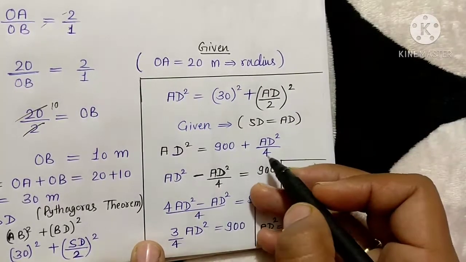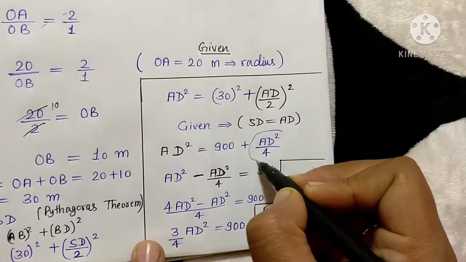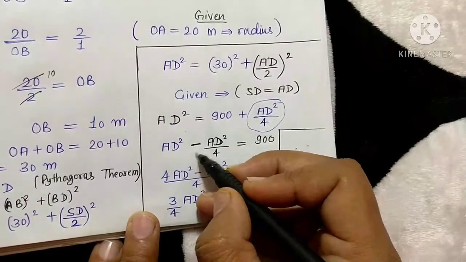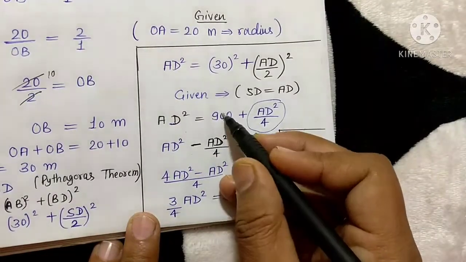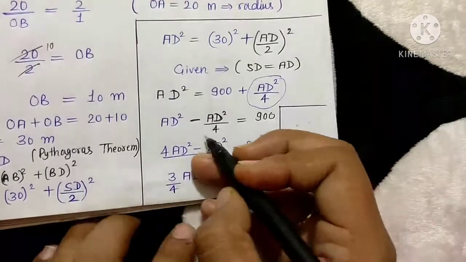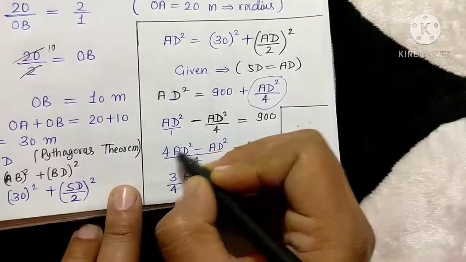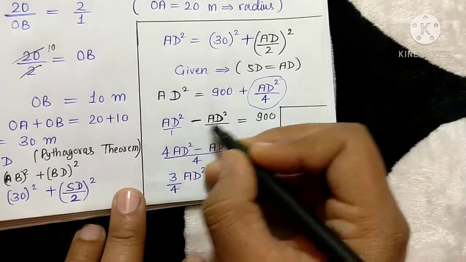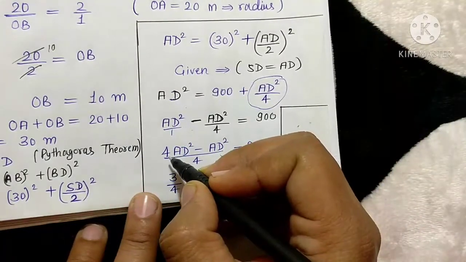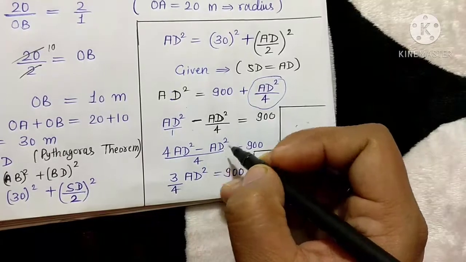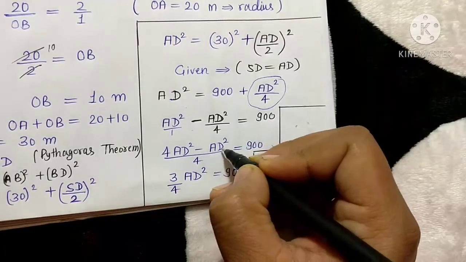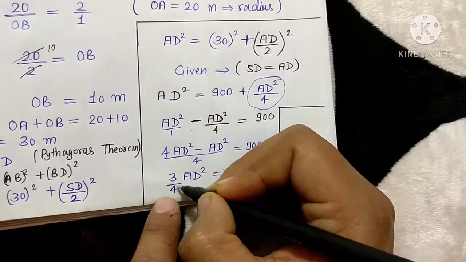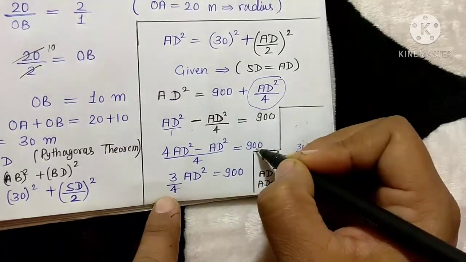Now what do I have to do? I am taking this one, this full, towards the left hand side. So AD square minus AD square upon 4 will come this side, and 900 will remain on the right hand side. Now I will take LCM, so I can take 1 downside. 4 1s are 4, and 4 into AD square, 1 into AD square. So out of 4 AD square I have to subtract 1 AD square. 4 AD square minus 1 AD square. So how much is left? 3 AD square upon 4.